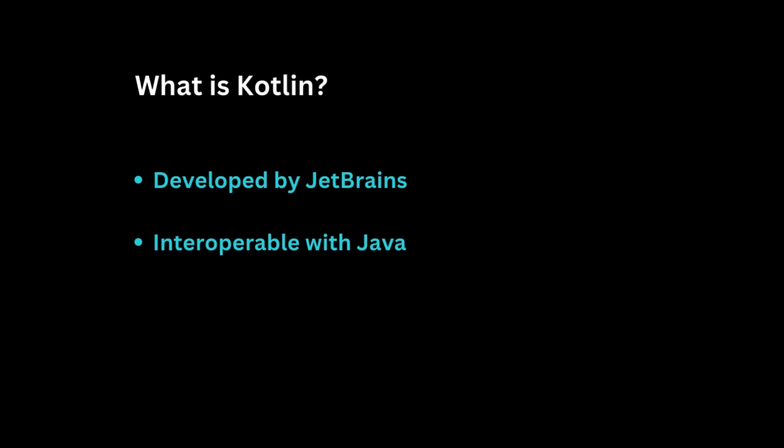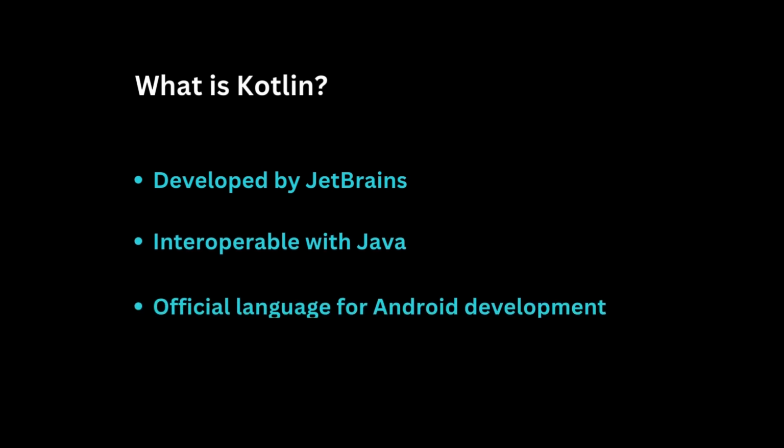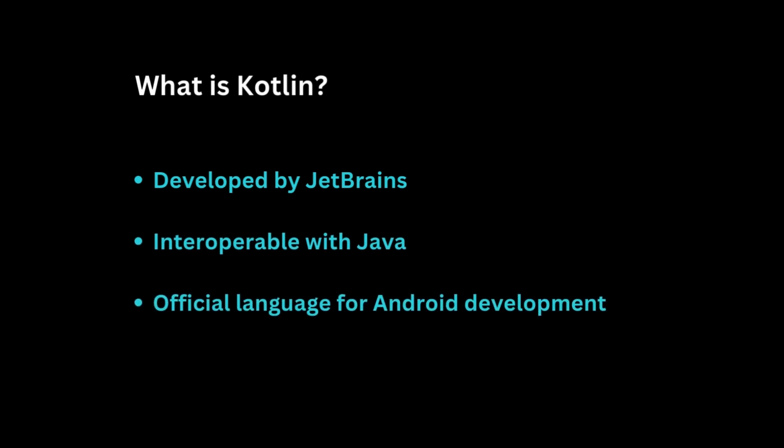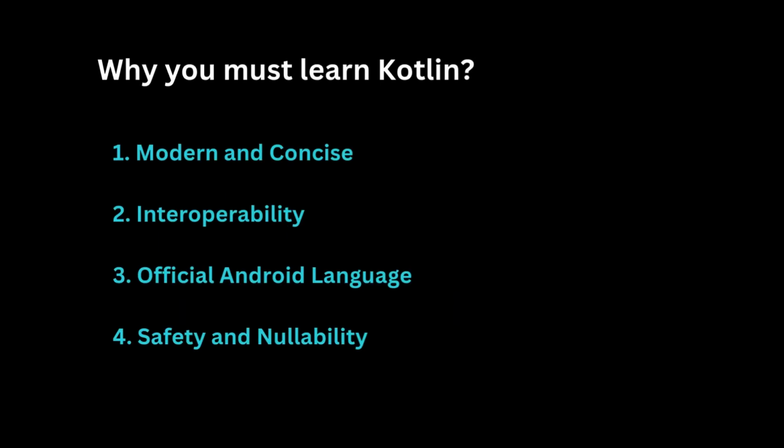Kotlin is a statically typed modern programming language which was developed by JetBrains, the company which created IntelliJ IDEA. What is statically typed? It means the type checking happens during the compilation time. Why you must learn Kotlin?